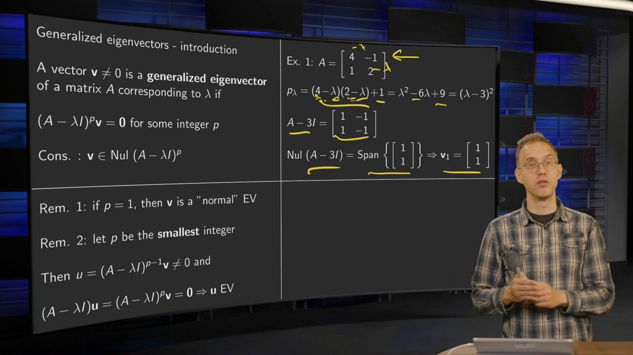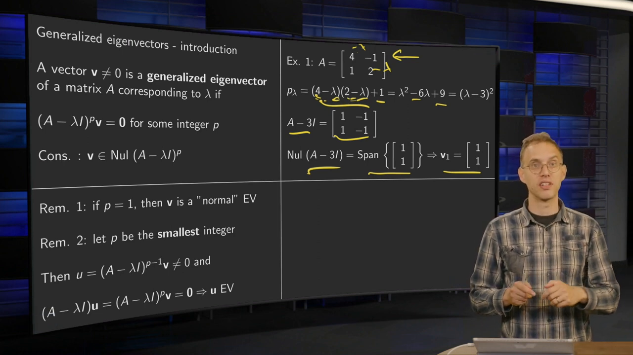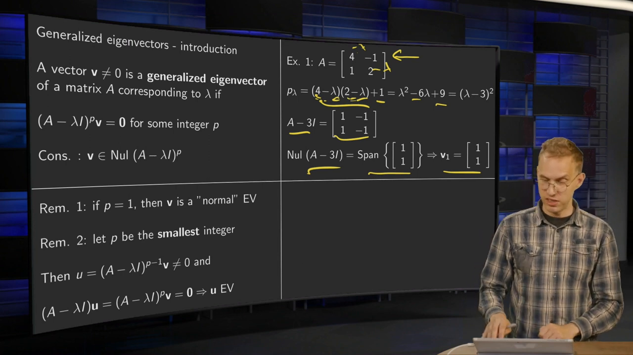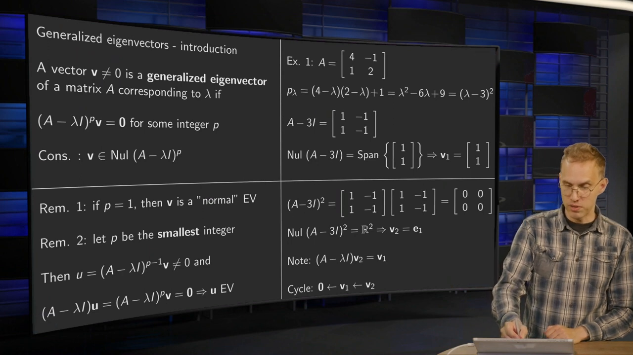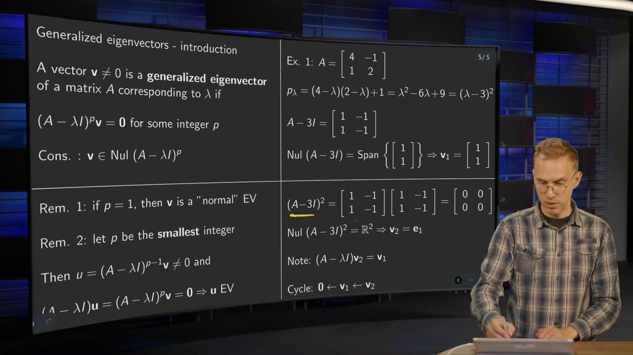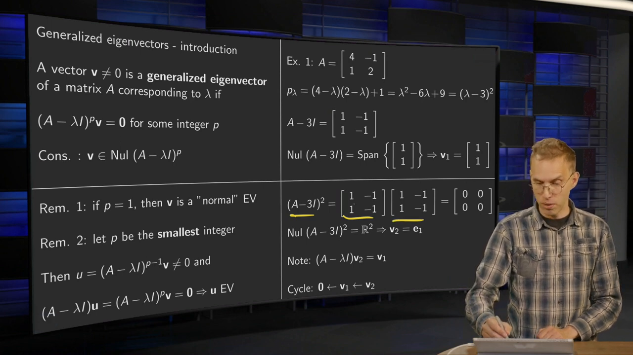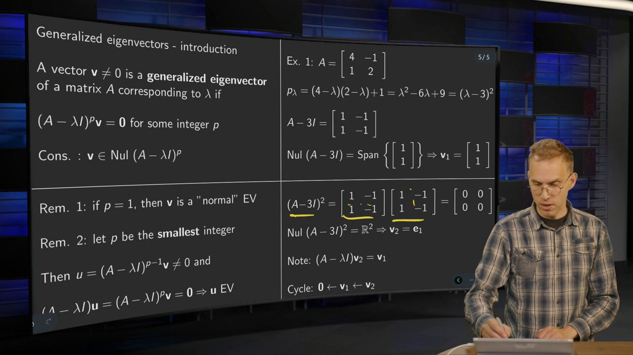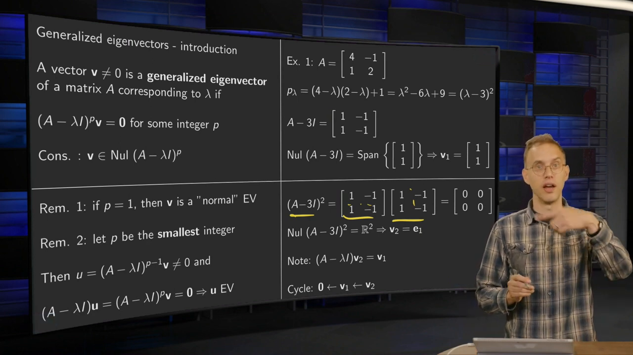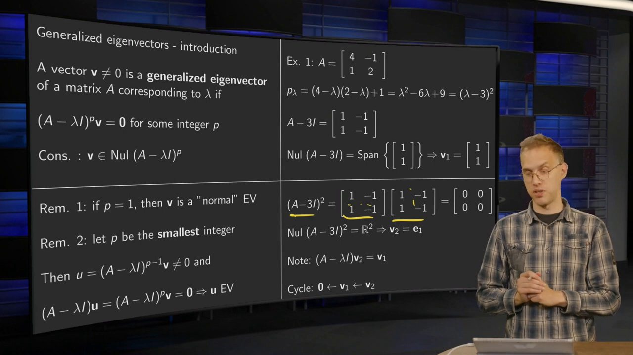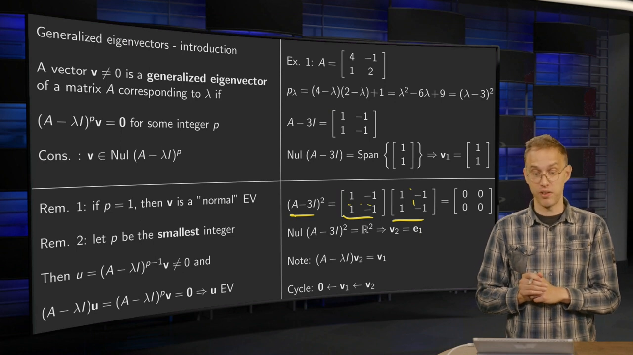So you see we have a 2 by 2 matrix. We have a normal eigenvector. Let's see whether we can find a generalized eigenvector. So in order to do so, we compute A minus 3I squared. So here we have A minus 3I, another A minus 3I. Use, for example, the row column rule. You get 1 times 1 plus minus 1 times 1 equals 0. And also for all the other elements, only zeros. So A minus 3I squared is already the zero matrix.